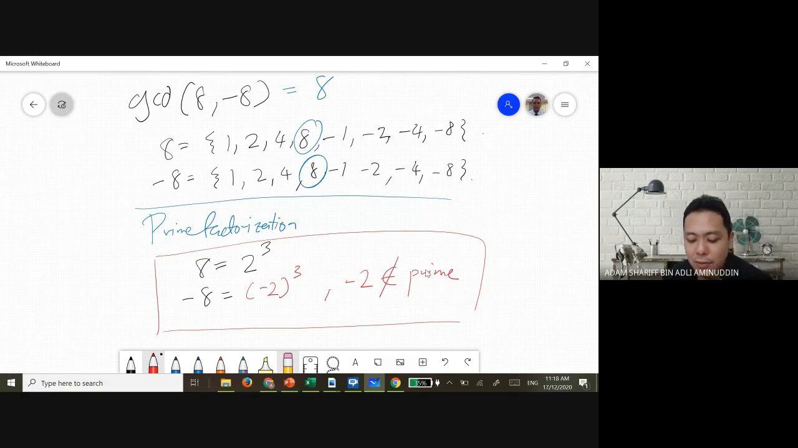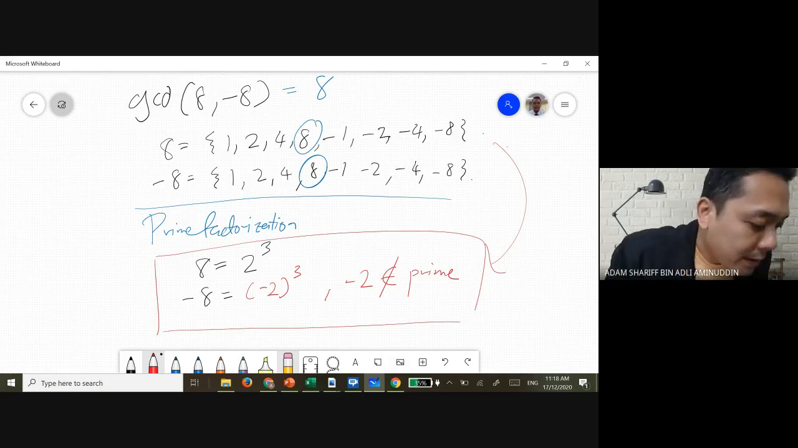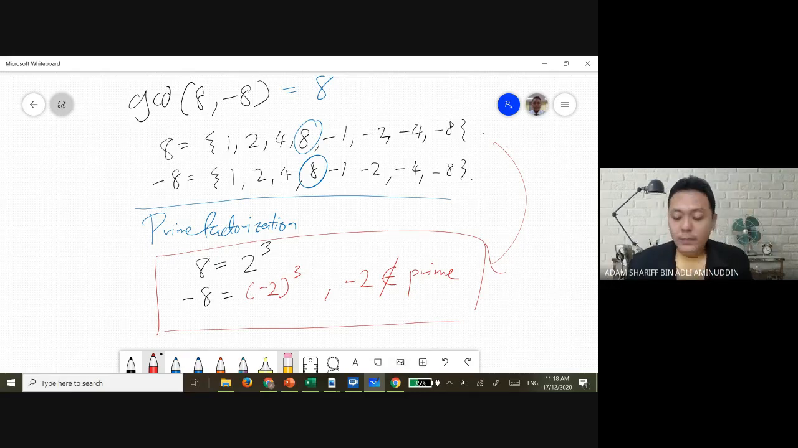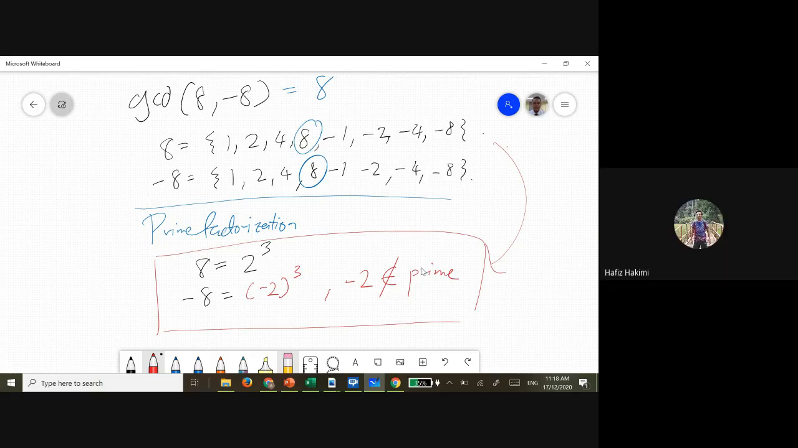Tetapi kalau macam contoh, kalau kamu tanya apakah GCD itu 8 dengan negatif 8, boleh kita cari. Tapi it's definitely not by using prime factorization. Itu saja saya punya penjelasan. Okay, clear? Clear, Doktor. Thank you.